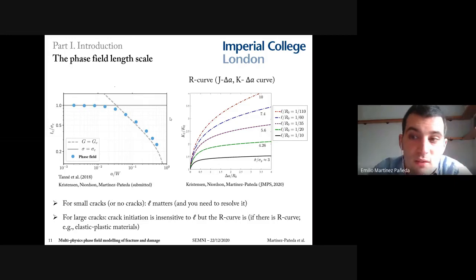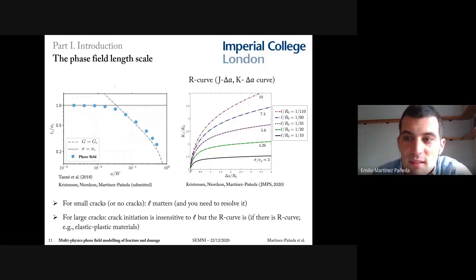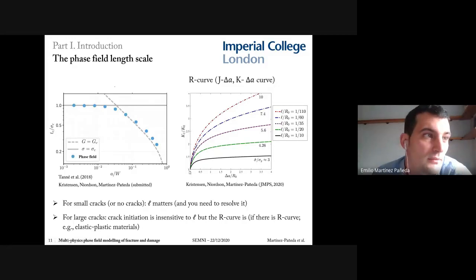Well, for large cracks, crack initiation will be toughness driven. You can see in the picture on the right that cracking starts whenever the critical energy release rate is attained, independently of the value of the length scale. But you can also see that if you have an elastic-plastic material, so if you have an R-curve, then the crack growth resistance behavior is going to be influenced by the magnitude of this length scale.